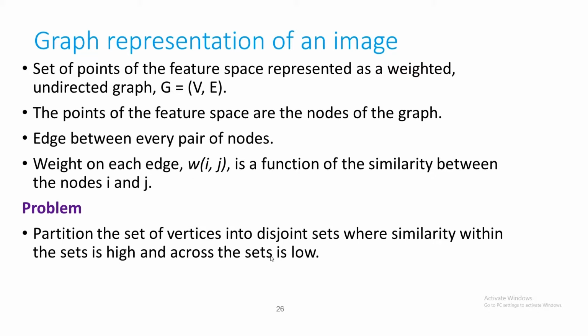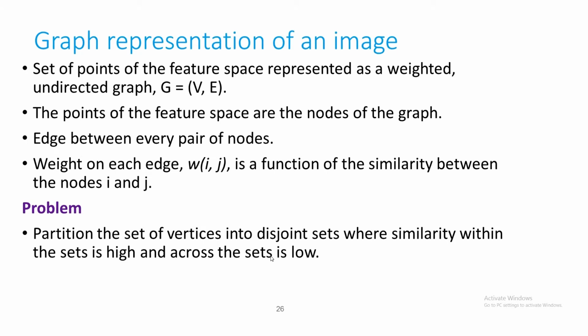Then there is an edge between every pair of nodes. Then some weight has to be assigned. The reason is the similarity. For example, if you take the similarity measure, between 2 pixels you may have a lot of similarity. Between 2 other pixels you may not have much similarity. So, we can assign that as an edge weight. So, the edge weight Wij is a function of the similarity between the nodes i and j.